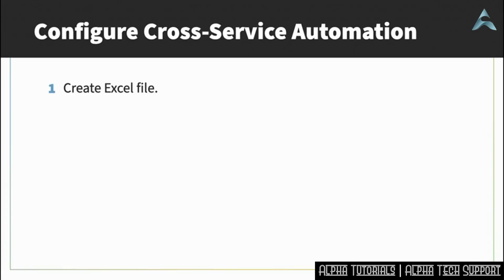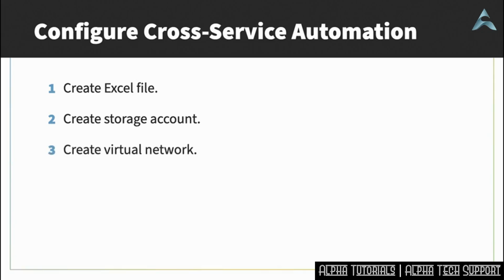The first one is that we will create an Excel file, and this file contains the details of the virtual machines to be created. Then we will be creating a storage account, and this is the account where the Excel file will be uploaded. As the next step, we will create a virtual network where the virtual machines will be residing. Post that, we will also create a network security group, which will enforce the security policies on the subnet where the virtual machines will be created.